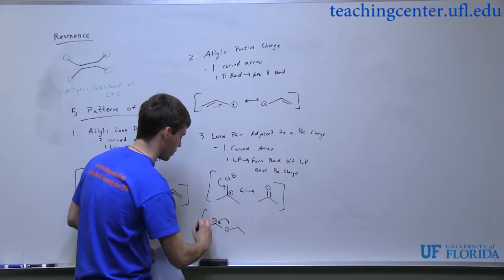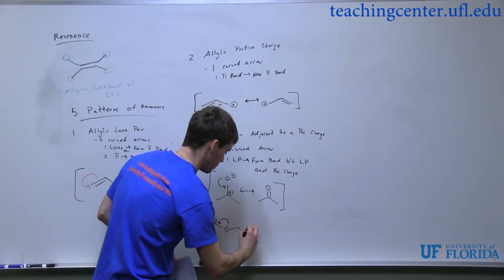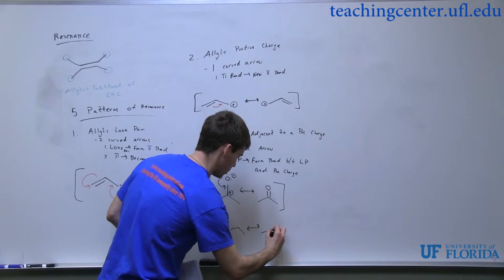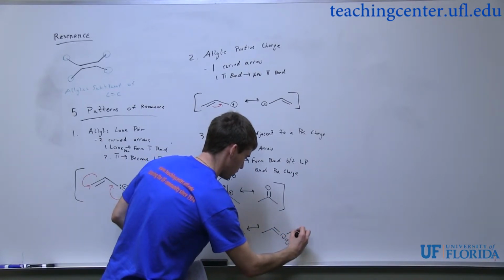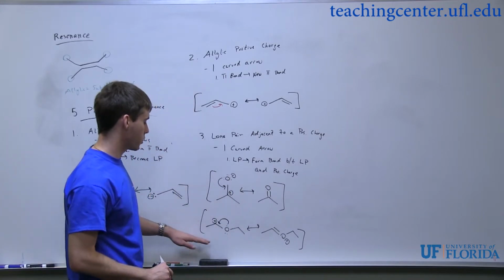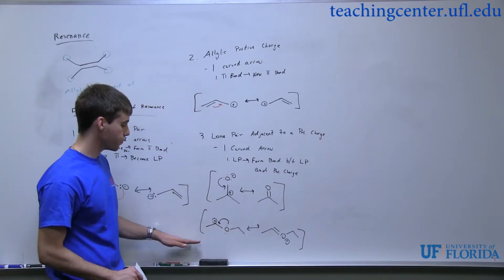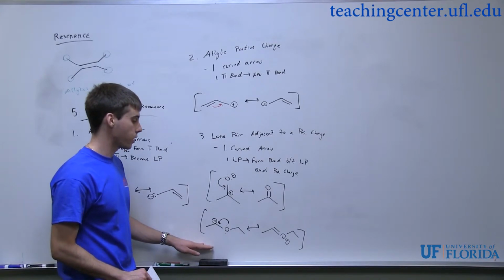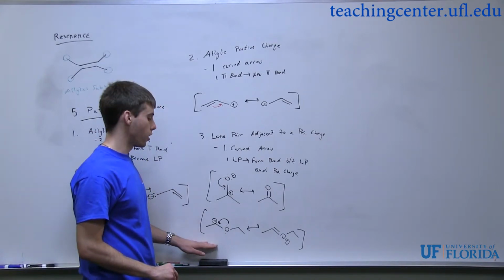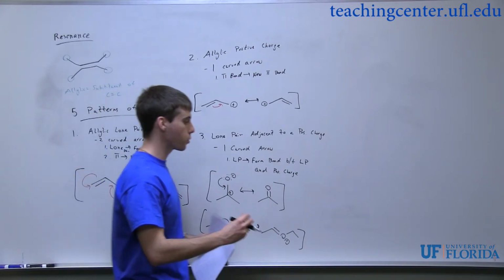Oh, I forgot to draw those arrows in red. Sorry, guys. And notice here the charge is still conserved, and we haven't broken any bonds. We've kept all our rules. We've obeyed all of our rules. All right. So the fourth one.